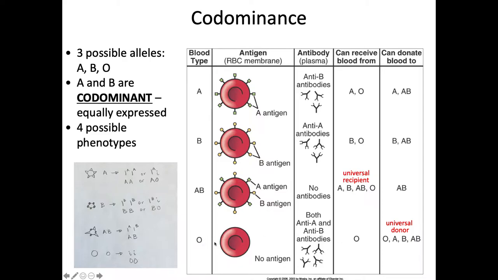Now, these people with O type blood can't receive blood from type A because they're going to see these A carbohydrates and attack. They can't receive B blood because they're going to see these carbohydrates and attack. They can't receive blood from AB because they're going to see these carbohydrates and attack.